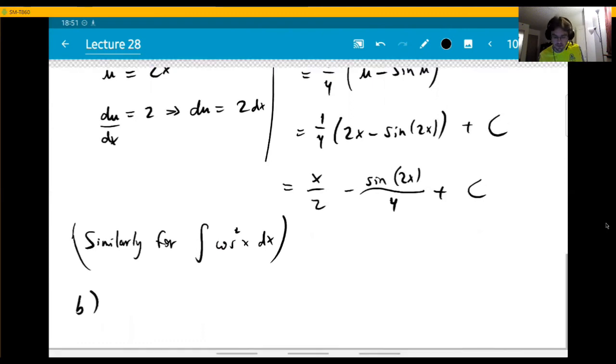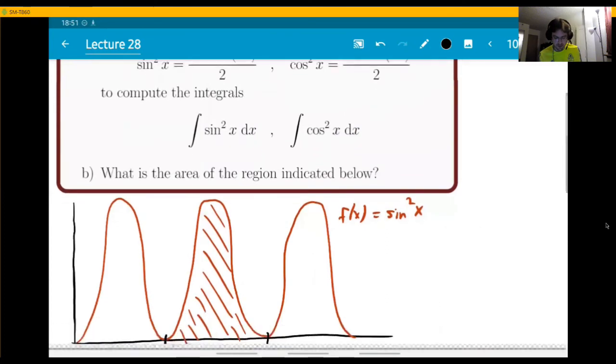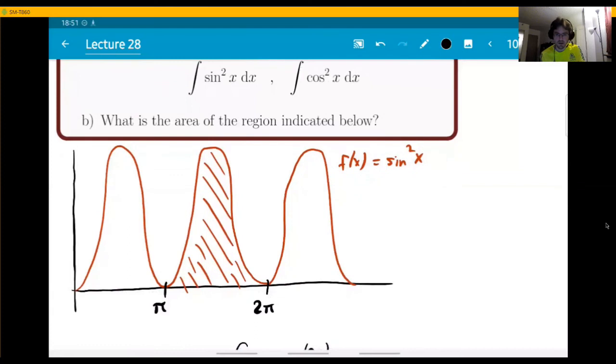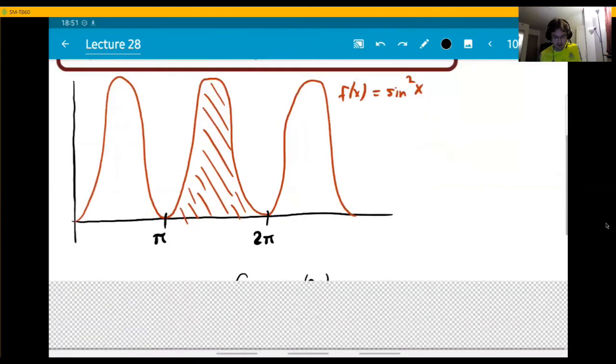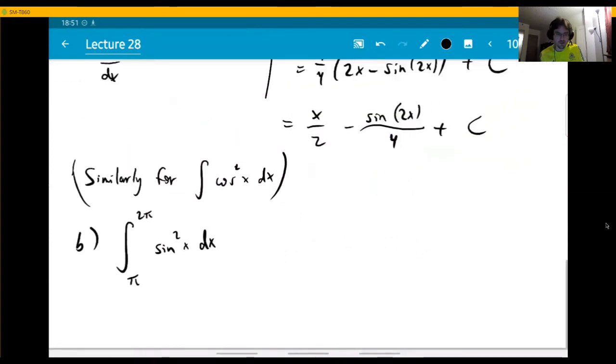I'm going to scroll up for us to see item B. Item B is, what is the area of the region indicated below? So below here, what we see is the graph of the function sine square. And there is an area between pi and 2 pi. So now we want to find the integral between pi and 2 pi of sine square. We don't have to correct this with any minus sign in front, for example. The area is already above the x-axis. So the integral represents the area and not the negative of the area.